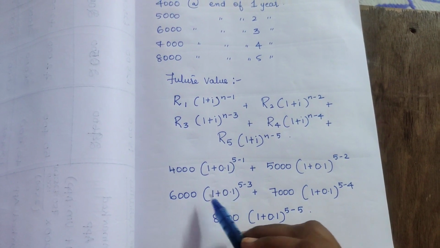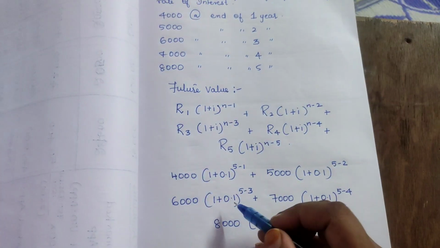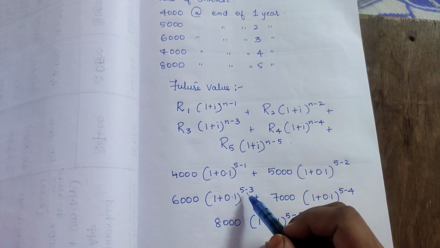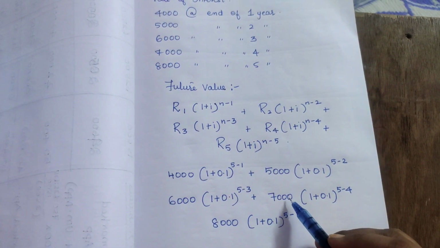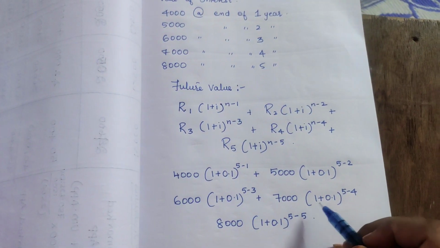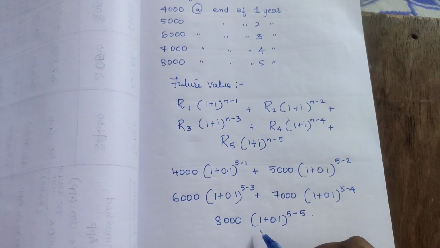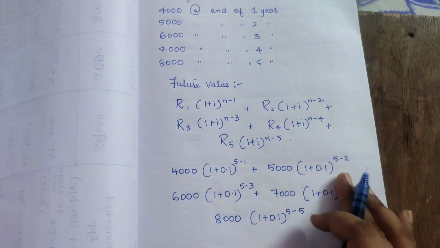Again everything will remain the same; the amount will change as per the question, and the exponent will change as per the year. This is the third year, so 5 minus 3. Then 7,000 as per the question, the rest remains the same, and this is the fourth year, so 5 minus 4, and this is the fifth year, so 5 minus 5.